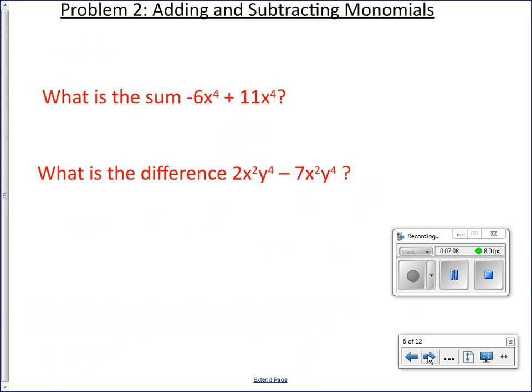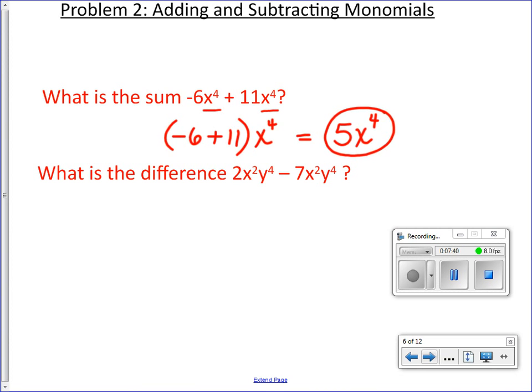Problem 2, adding and subtracting monomials. What is the sum? Negative 6x to the fourth plus 11x to the fourth. All right, well, notice that we have x to the fourth in each of our terms. So all we have to do is take our coefficients, negative 6 and the plus 11, and combine them and then put x to the fourth after it. So negative 6 plus 11 is 5. x to the fourth would be our simplified answer.